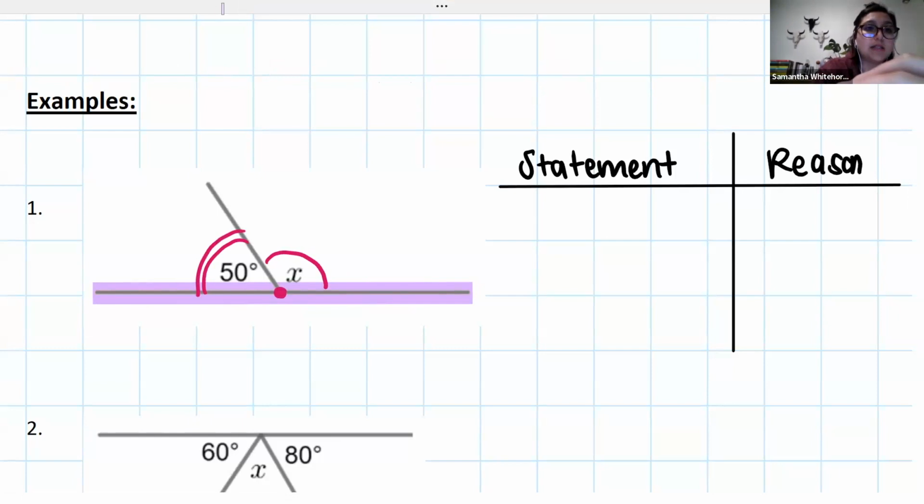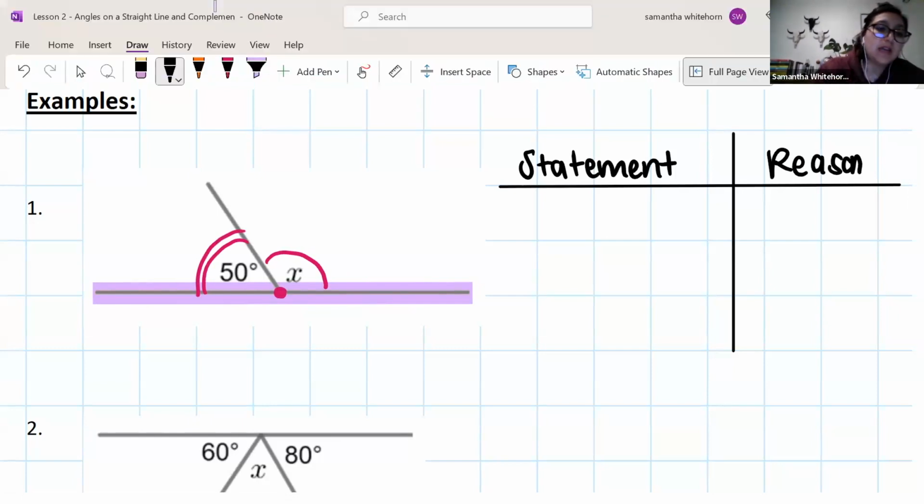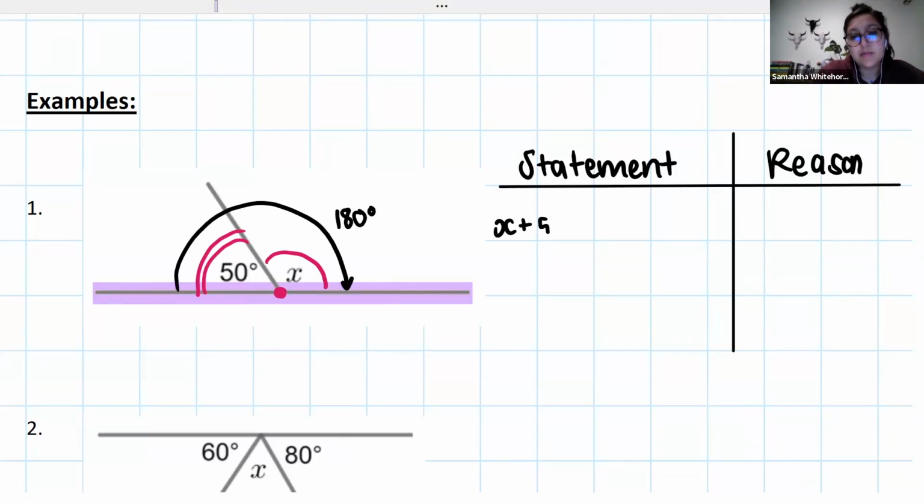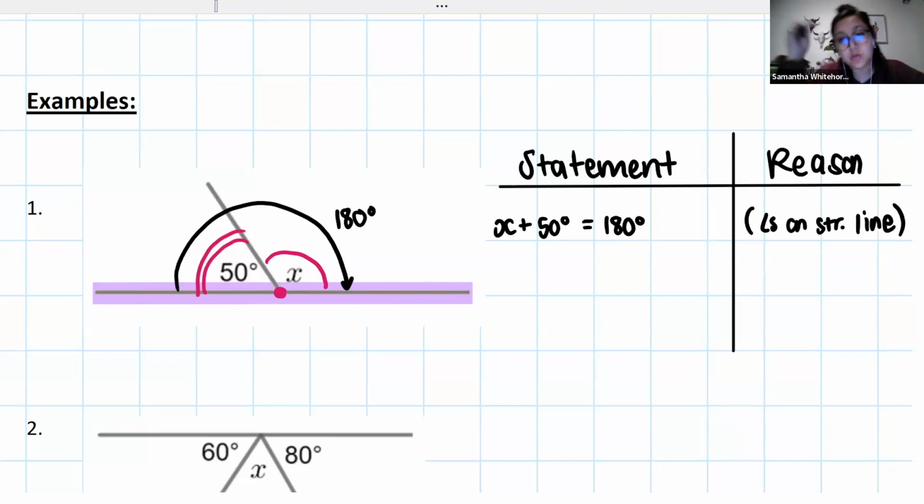So we're going to make our statement. Our statement is that if we add 50 and X, we must get 180 degrees. So we start setting up our equation. X plus 50 gives us 180. My reason, angles on a straight line. So Canva, again, in response to your question, you don't have to write straight. You can just abbreviate STR. You also don't have to write angles. You can use the slanted L with an S.